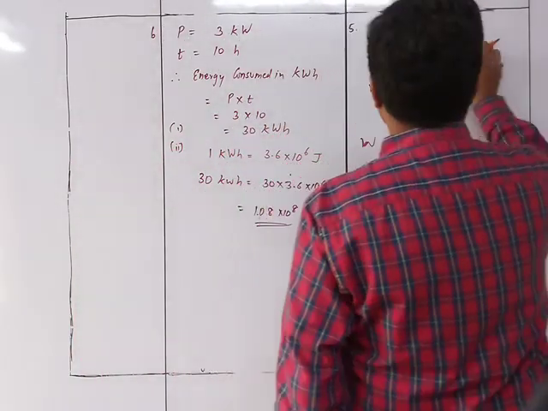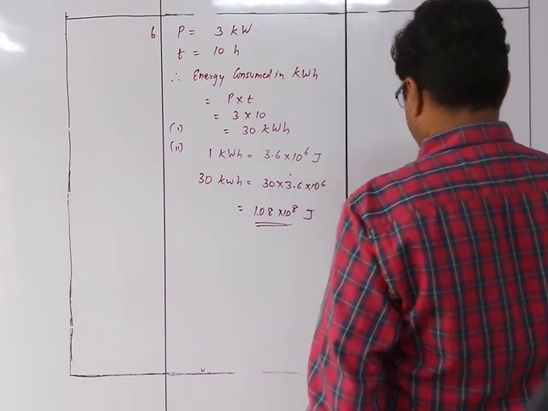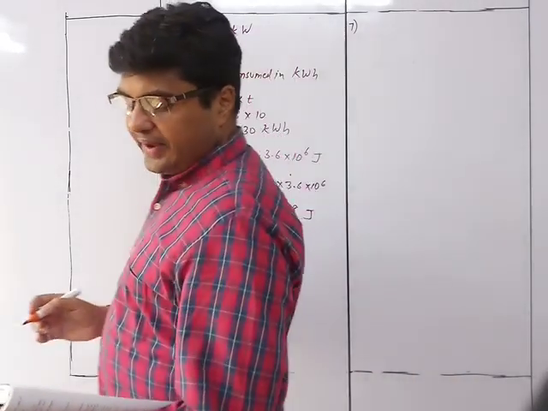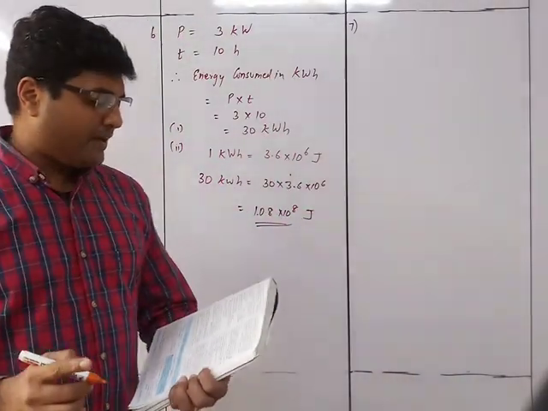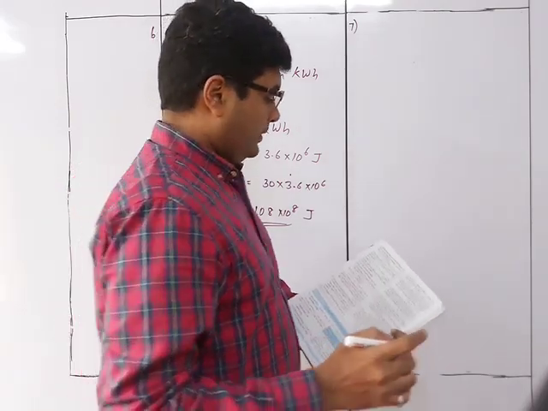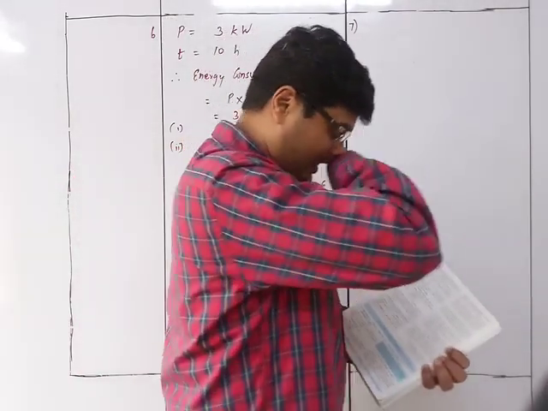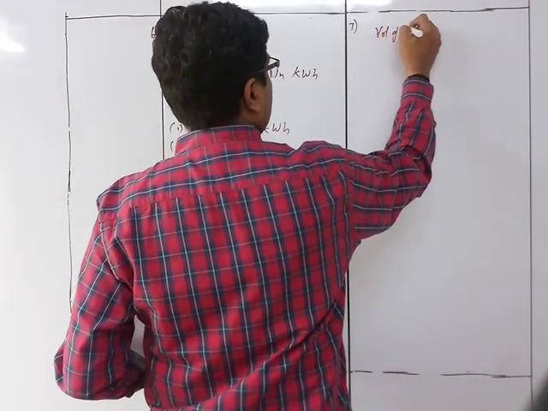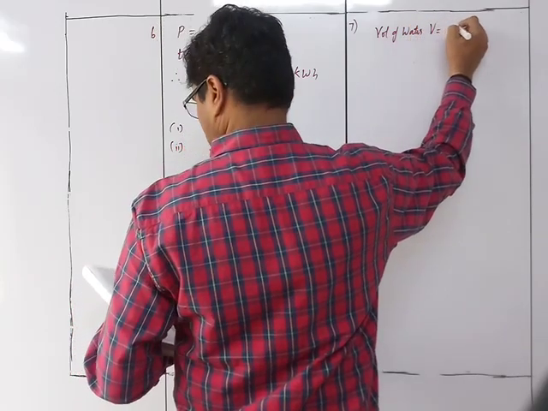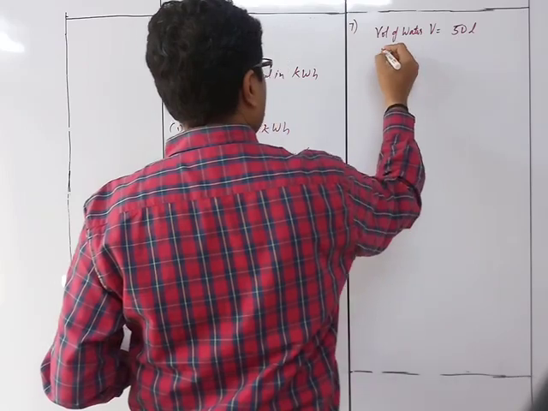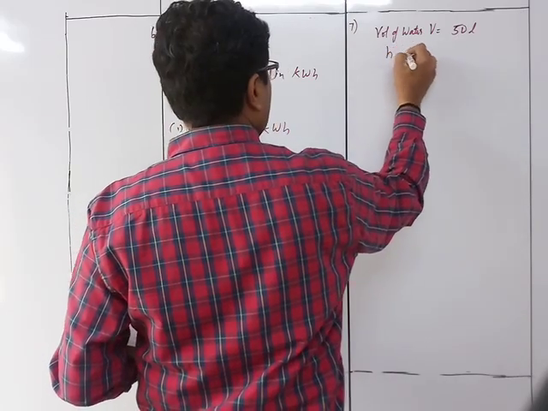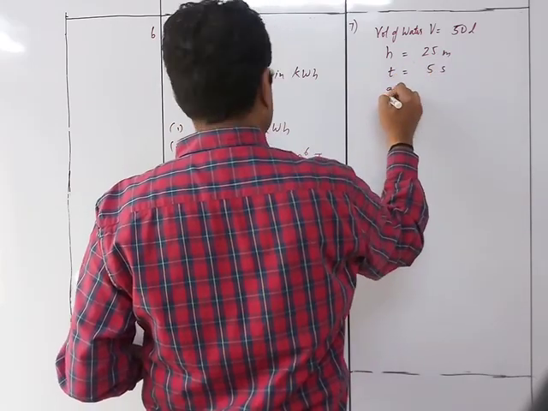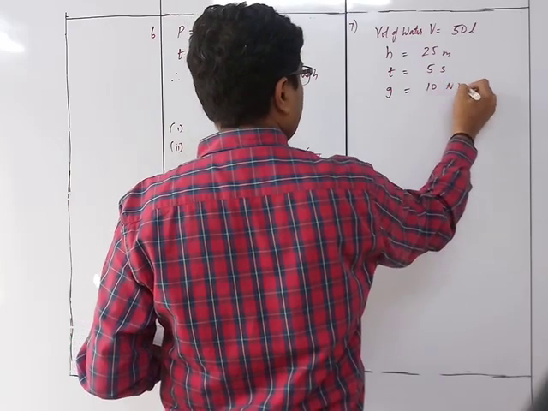We move on next to sum number 7. A water pump raises 50 liters of water through a height of 25 meters in 5 seconds. Calculate the power of the pump. They are given the density and the g value. So we have volume of water V equal to 50 liters, height 25 meters, time equal to 5 seconds, g equal to 10 Newton per kg.